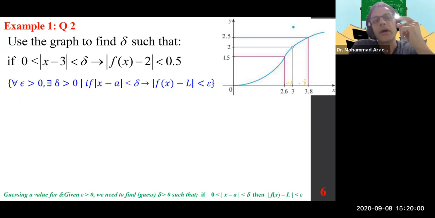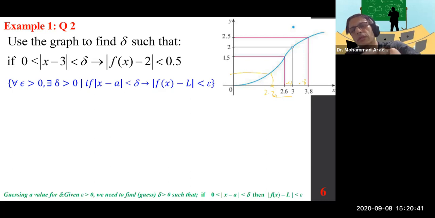Now, use the graph to find delta such that this thing works. Now, imagine there are two numbers. Imagine you choose either 0.4 or 0.8, which one and why. Let's choose 0.8. If you choose 0.8, it works out for the right side. But if you choose it for the left side, that means 3 minus 0.8, that means 2.2. So somewhere here is 2.2. And when you go up here, it takes you there. You're not within the epsilon. That doesn't work, class.